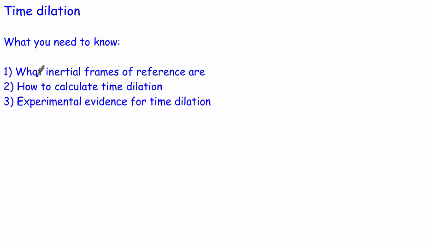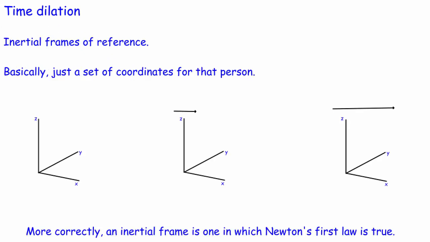Before we can actually look at and calculate things about time dilation, we need to know what these things are. So we need to define what an inertial frame of reference is. We then need to look at how you calculate time dilation and look at the experimental evidence for time dilation. So before we start, we'll look at inertial frames of reference.